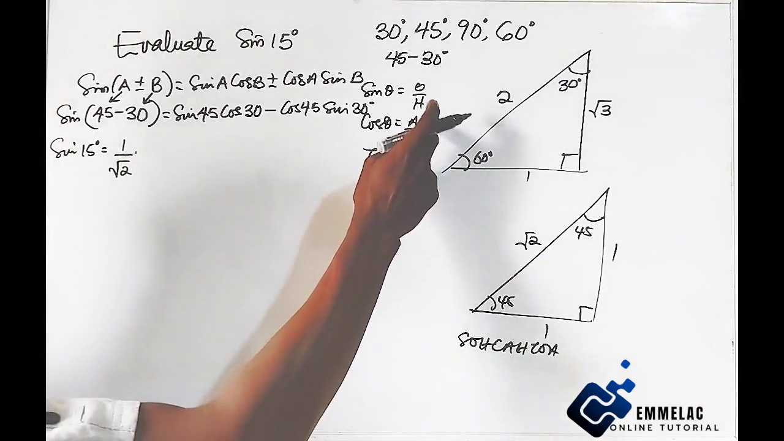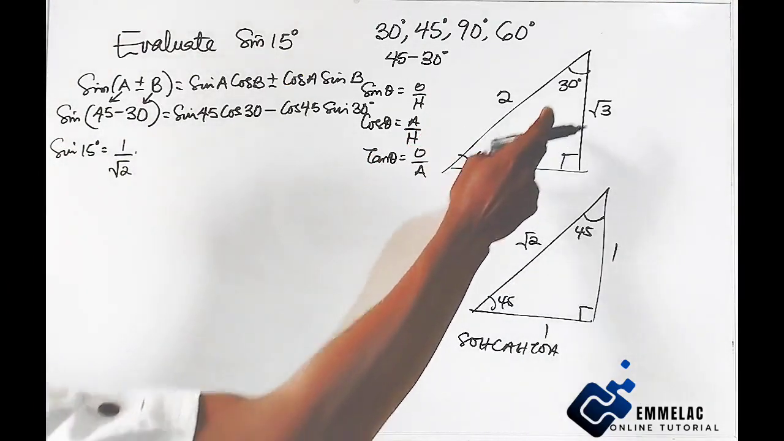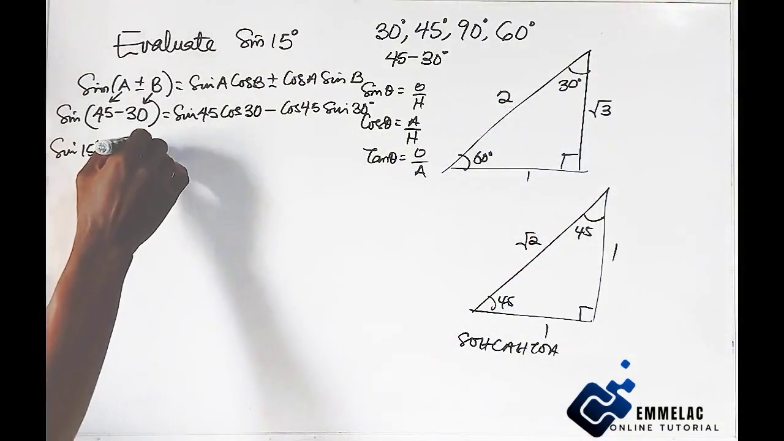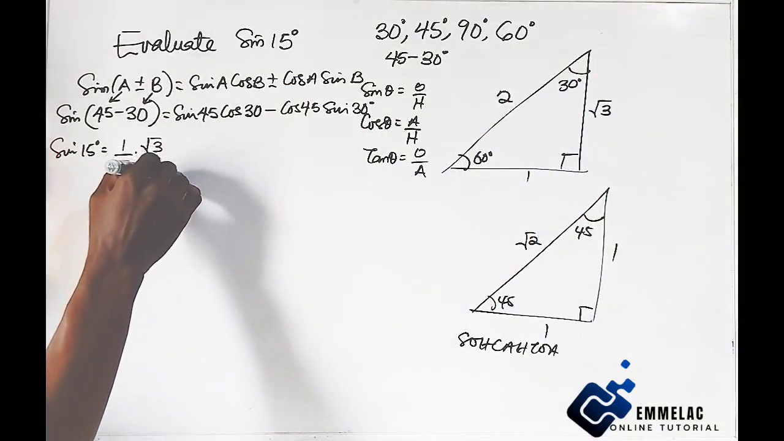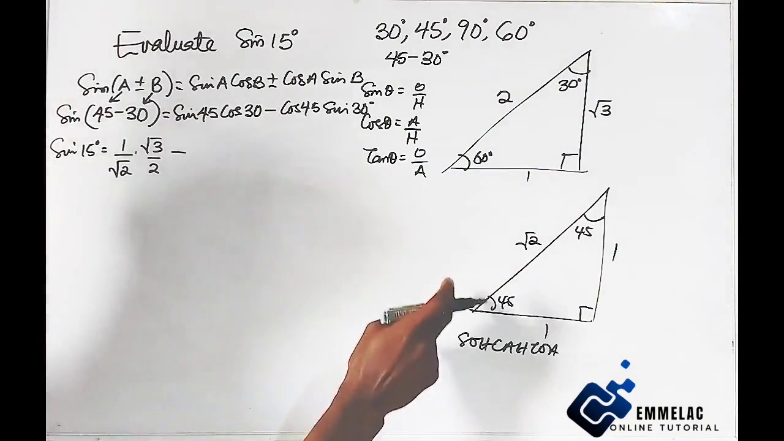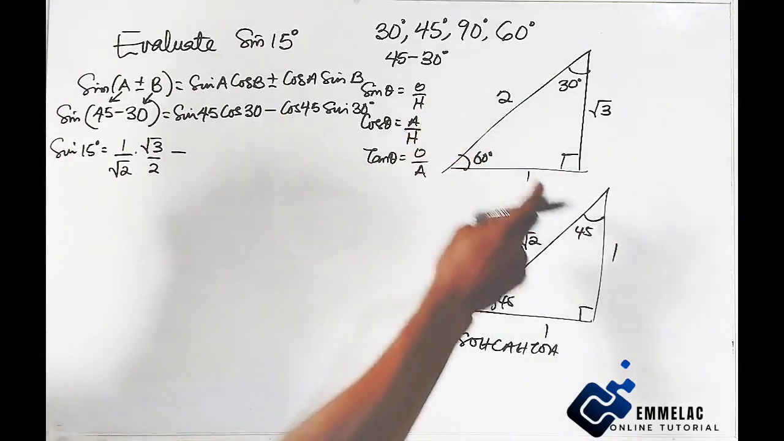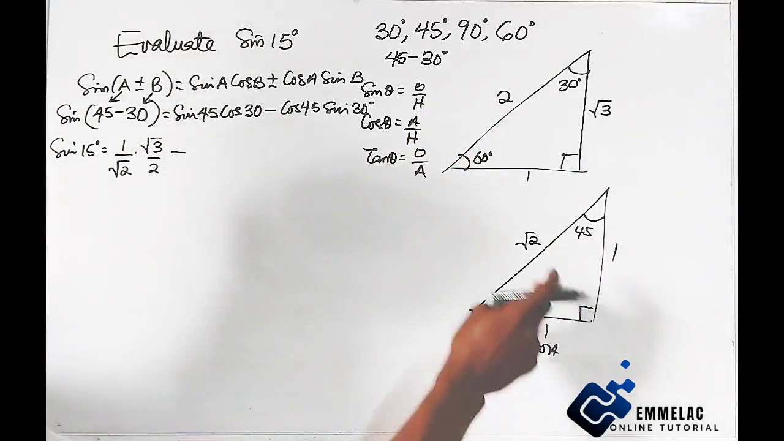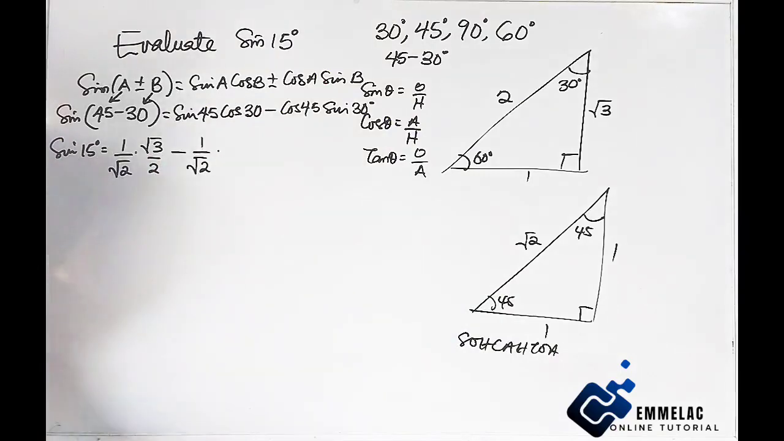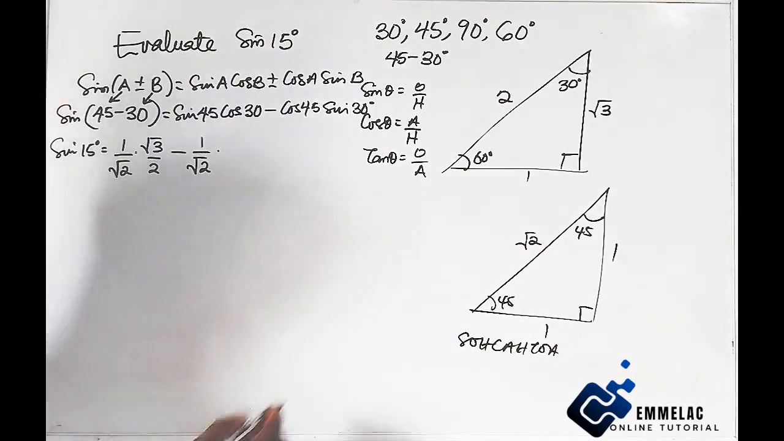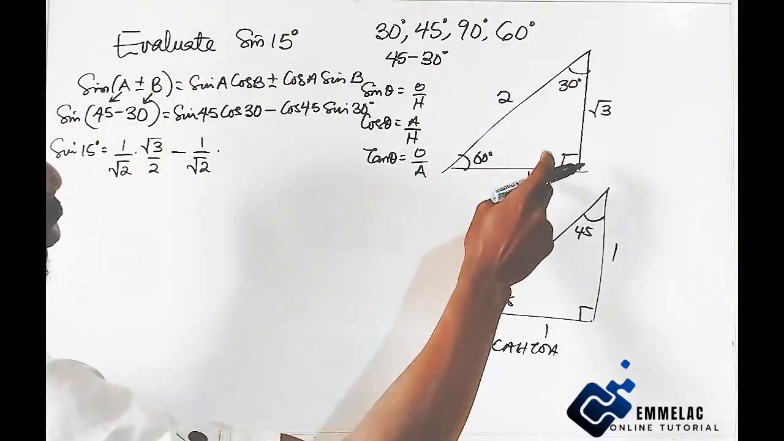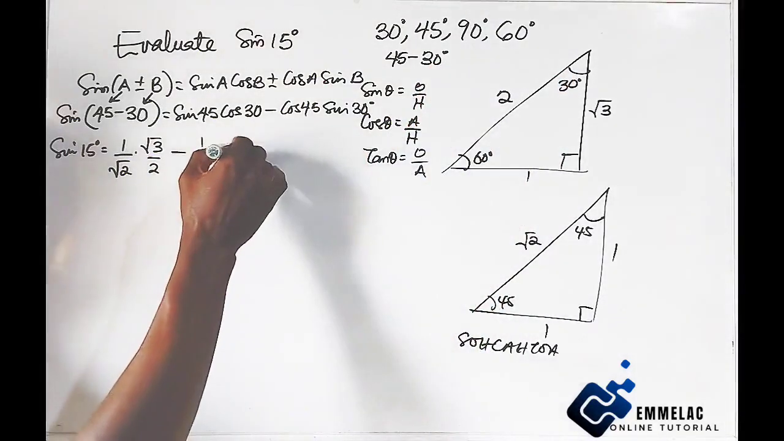Cos is adjacent over hypotenuse, so cos 30 is root 3 over 2. Then minus cos 45, also adjacent over hypotenuse, that will be 1 over root 2, times sine 30. Sine 30 is opposite over hypotenuse, that will be 1 over 2.